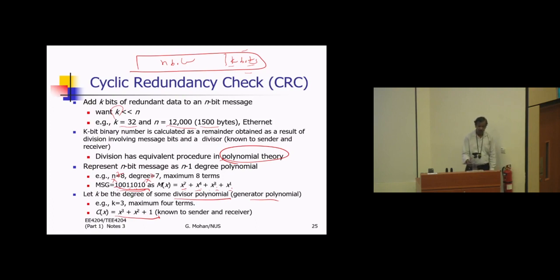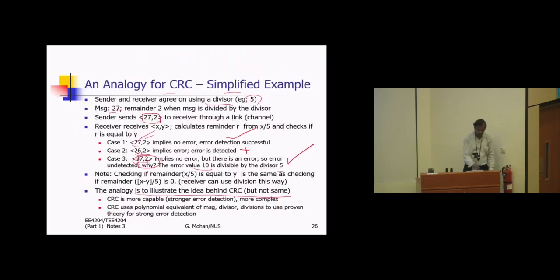So let's say we are using as an example as a divisor polynomial x cube plus x square plus 1. So this is equivalent to something like 1, 1, 0, 1 because there is no x term here, right? So we use a divisor polynomial. We are going to divide the message by the divisor polynomial. We are going to get a remainder. That remainder will be added, something like 27, 2, right? 27 is the message, we add 2.